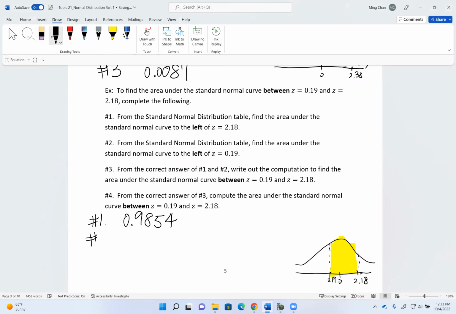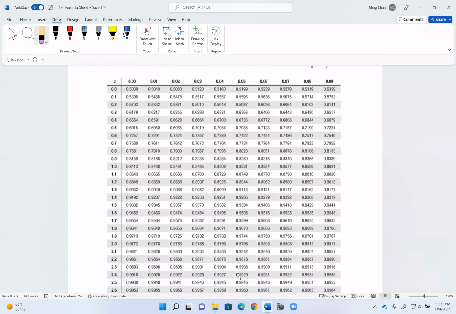Now, number 2, I'm going to look at the area to the left of 0.19. So 0.1 first, and then 9. 9 is right here. So that will be 0.5753.